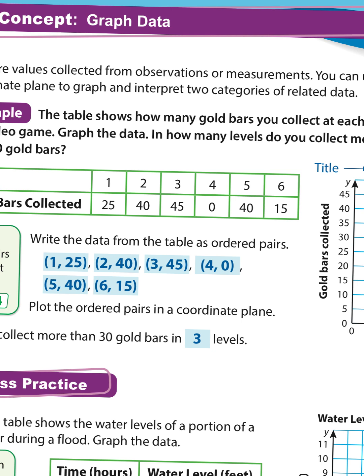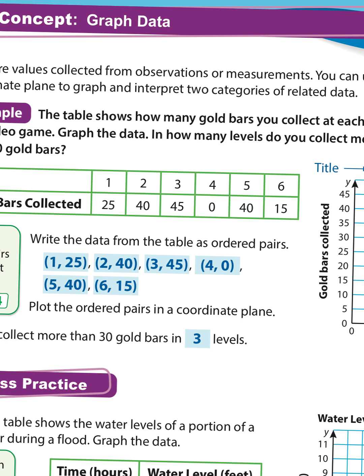Basically, data is what we collect from observations or sometimes measurements. You can use a coordinate plane or graph to graph and interpret two different categories of related data. So the one we just did was days to snow, like weather. Weather is a great category to use to graph data. And a lot of times on the news, you may even see some sort of a graph or a chart to show change in weather.